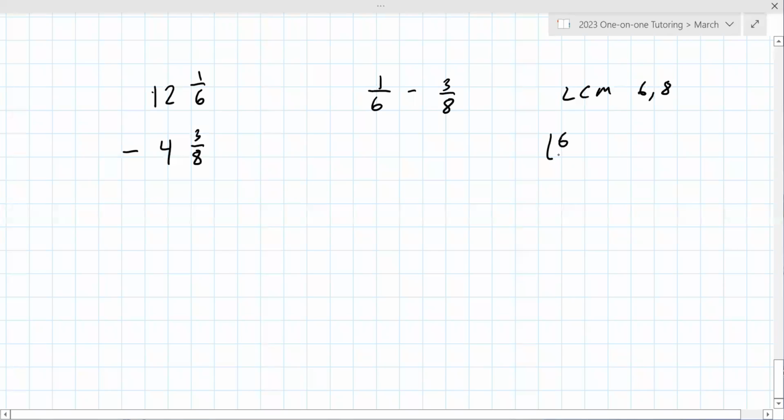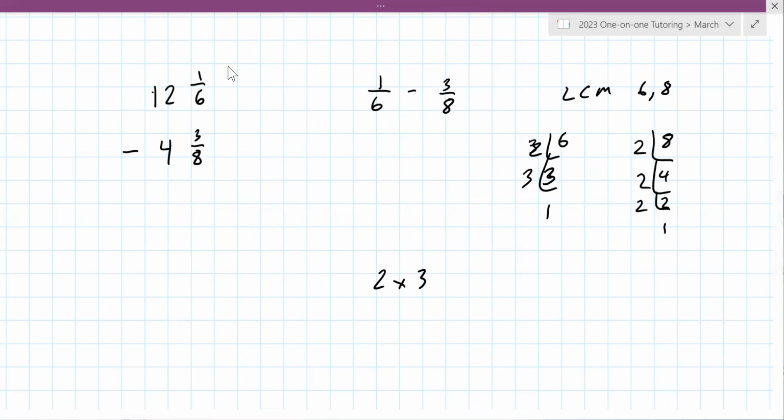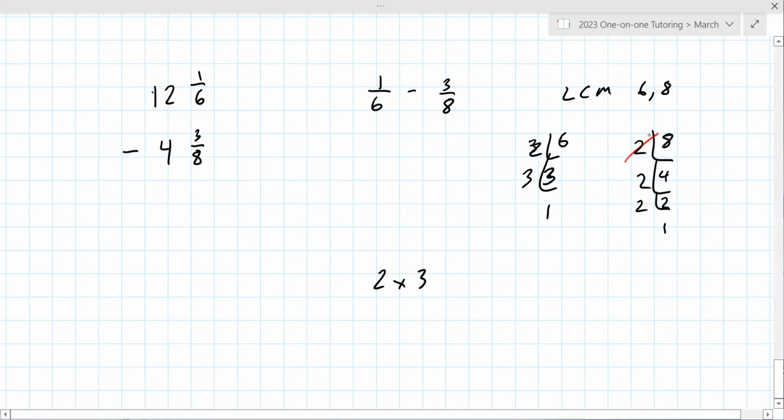So for 6, did you build your factor ladder? Did you put 2 and 3? Yeah. Okay. 2 and 3. And then for 8, it's 2, 2, 2. Okay, so notice that you already have one of the 2s there, so you've got to add 2 more. Oh, so it's 2 times 2 times 2 times 3. I just did 2 times 2 times 3. Yes.